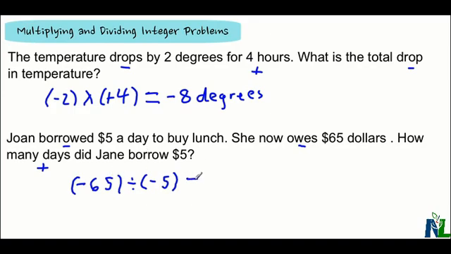So negative 65 divided by negative 5 gives me a positive 13. So that tells me she borrowed it for 13 days. So that's just a couple of quick examples of how we use integers in everyday real-world problems. There are many more.